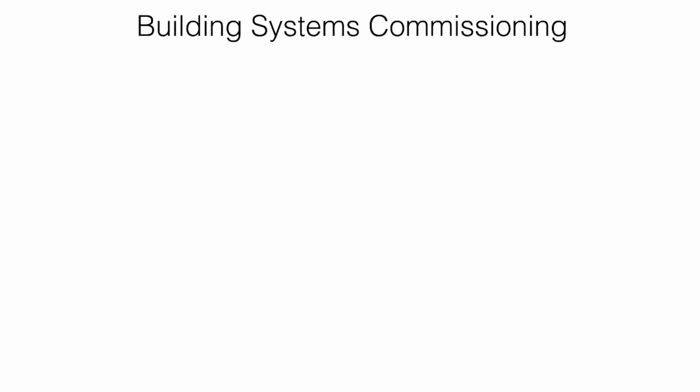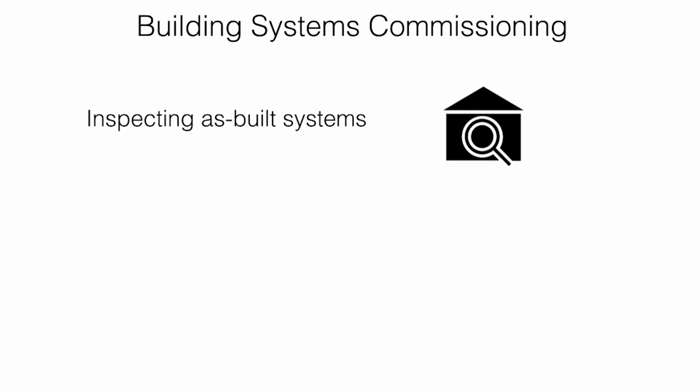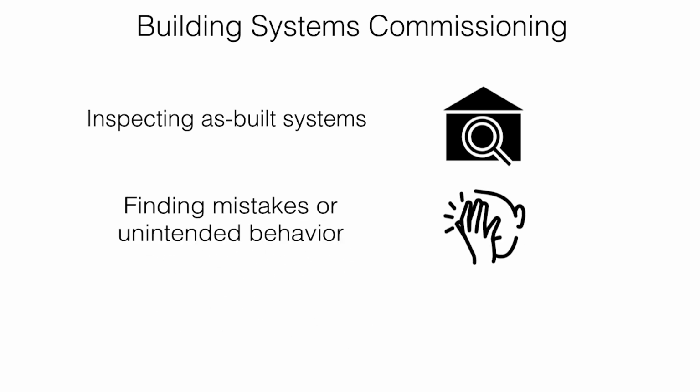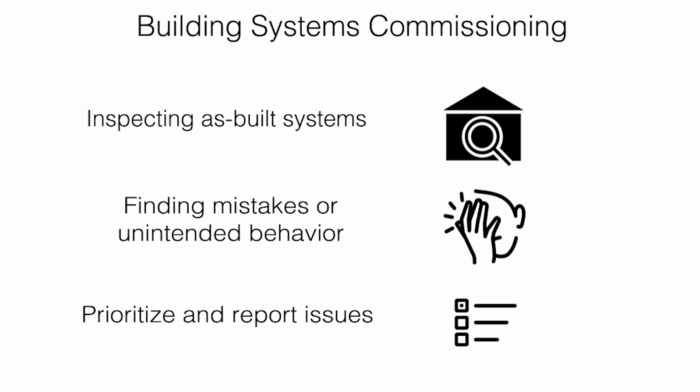One key part of the construction phase is called building systems commissioning. This is a process where professionals will go into a project and inspect the as-built systems. They're looking for mistakes or unintended behaviors in the building, often in the mechanical equipment. They'll make a list of these issues, prioritize the ones that need to be fixed before the occupants can actually use the spaces.